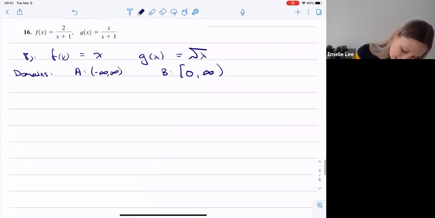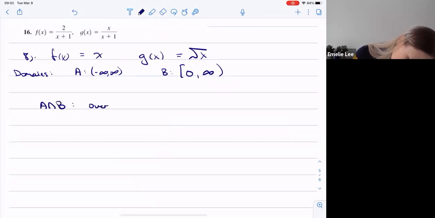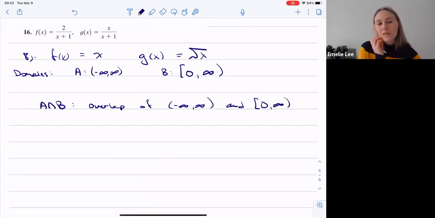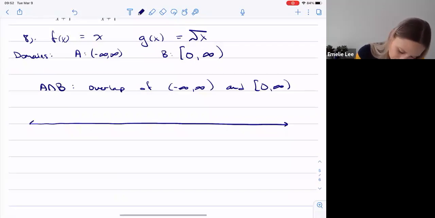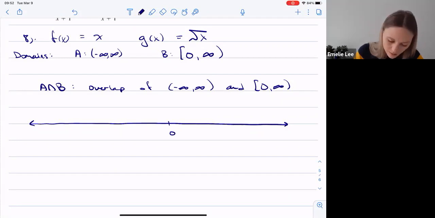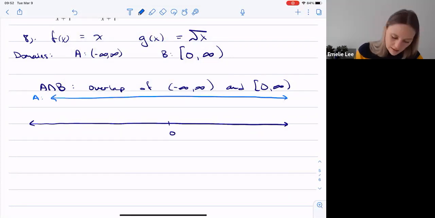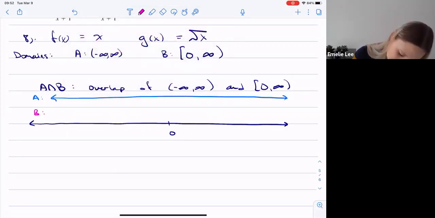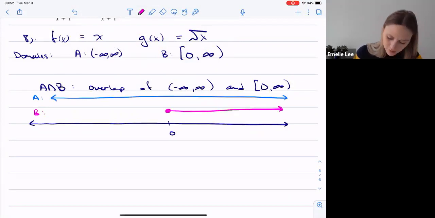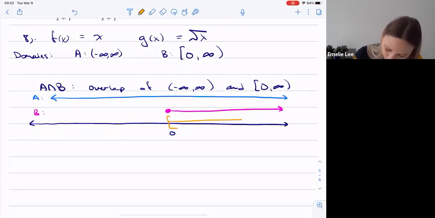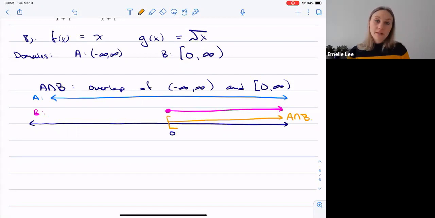Okay. So a and b is the overlap of negative infinity to infinity and 0 to infinity. This one is pretty easy to see, but I like to do the number line and map out my domains. So a is a set of real numbers, so it can be any value here. And then b starts here with a closed dot at 0, and then it goes to positive infinity. So then the overlap here is from 0 to infinity. That's probably the easiest way to find that overlap.